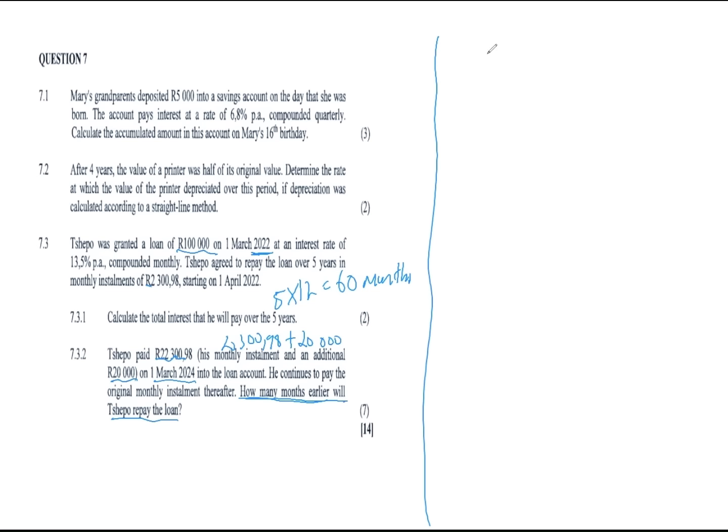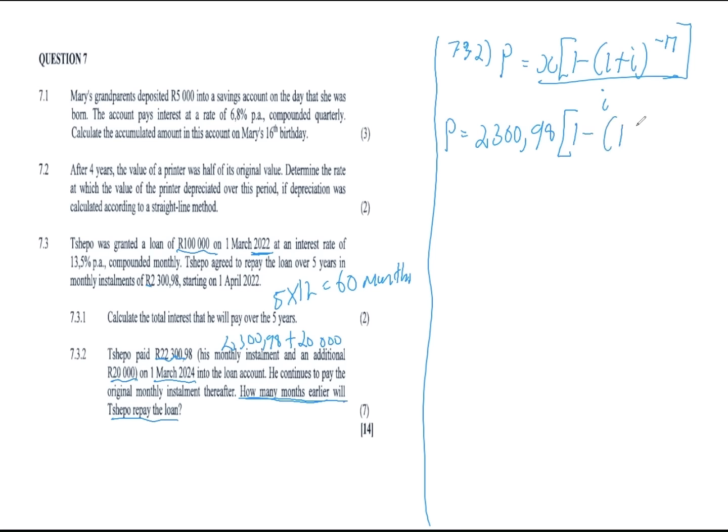So this is what we are going to do. This question, we're going to start by first finding the outstanding balance after he has paid for 2 full years, right? So this is what happens. When I say present value is x, 1 minus (1 plus i) to the exponent of negative n, over i. And then we say the x amount was 2,300.98. Then bracket 1 minus (1 plus the interest), which is what? 13.5%, which can be written as 0.135 monthly over 12.